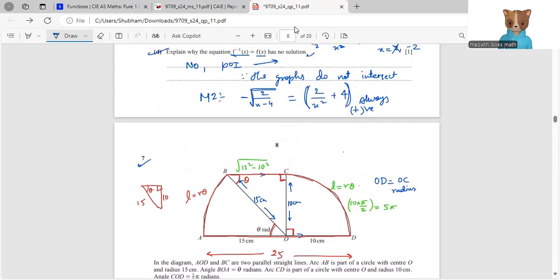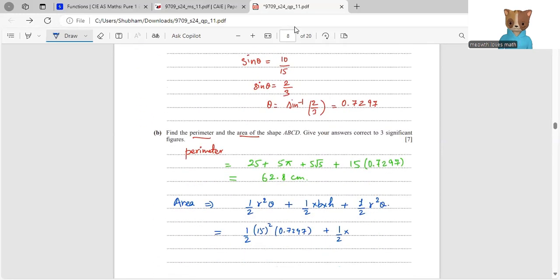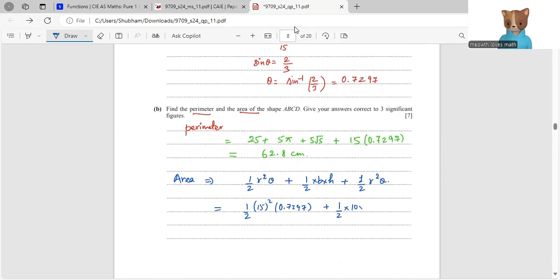Where is base into height? This is 5 root 5, this length, right? And this is 90 over here. So I can consider base as 10 and height as 5 root 5. So eventually it will become half times 10 times 5 root 5. Okay. And then plus we have half r squared theta. So which is nothing but r squared is 100, and then theta we already know it's pi by 2, times 1 by 2 becomes pi by 4. So if you add this up, you'll get basically 217 centimeters squared. Okay, that is the area up to 3 significant figures.